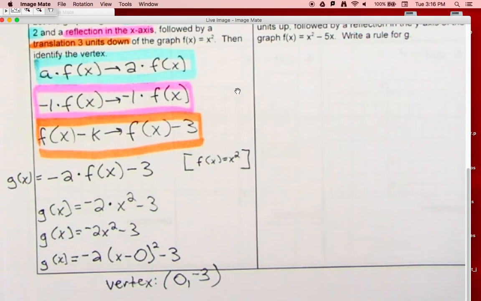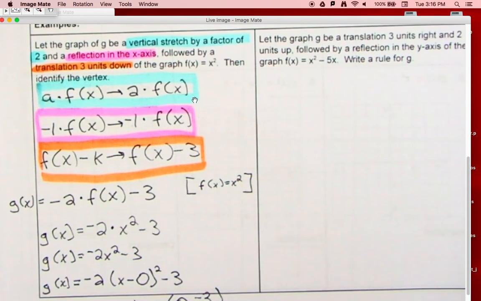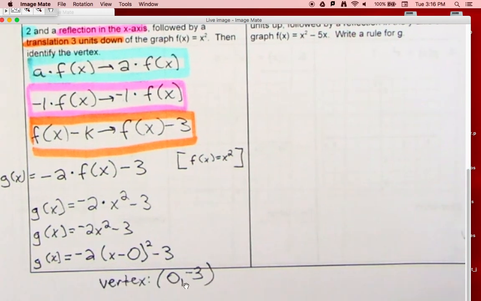So two things in this problem. The first thing, the idea of taking all of your transformations and combining them into one. And then doing the necessary substitution. In this case, we already have f of x, so we got to substitute in the other side of it, x squared. And then rewriting it so that we end up with vertex form.